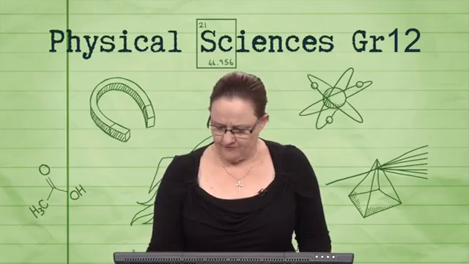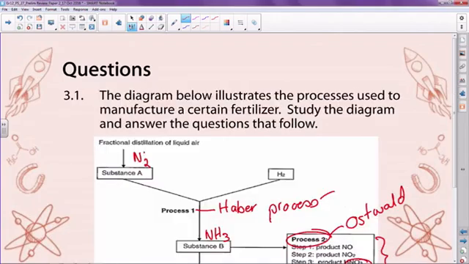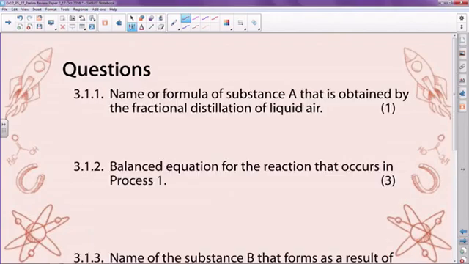So now, when the first question says to us, name or formula of the substance that is obtained by the fractional distillation of liquid air, we go, oh, look, done already, didn't have to think about it, or you could have told me nitrogen.